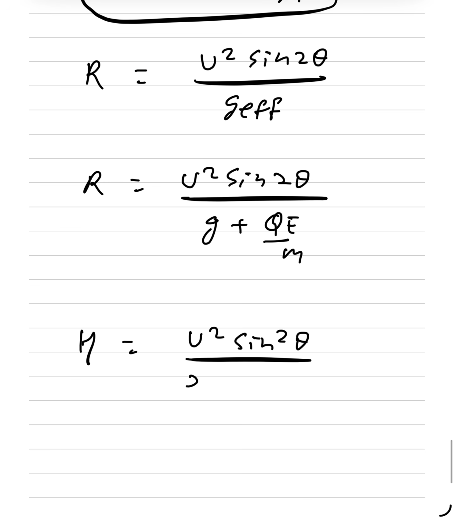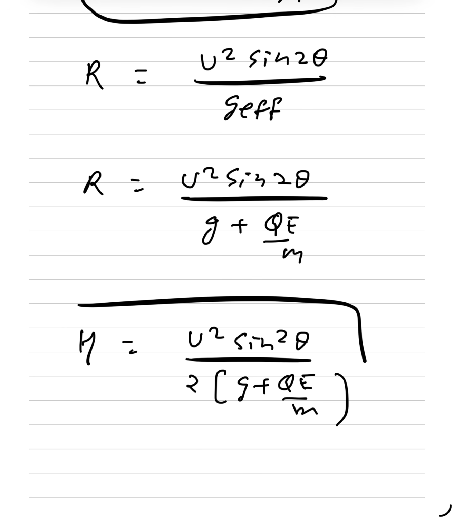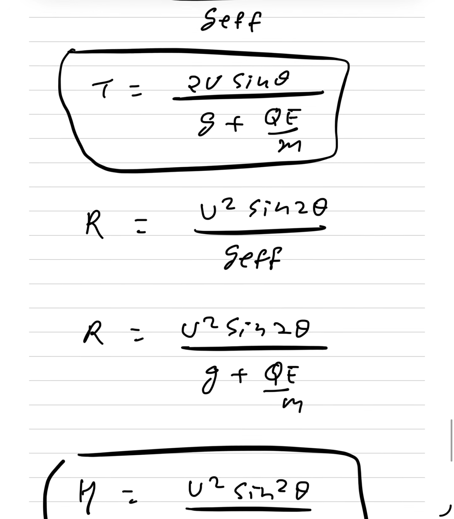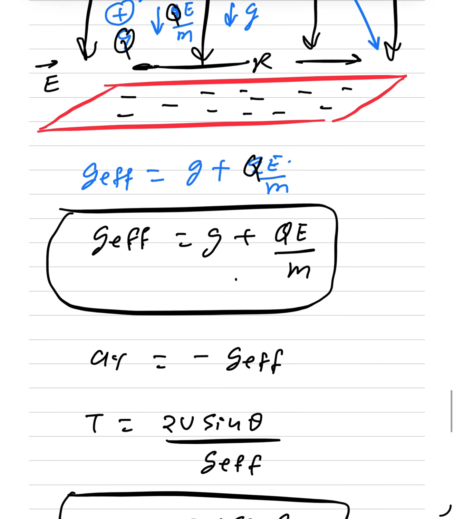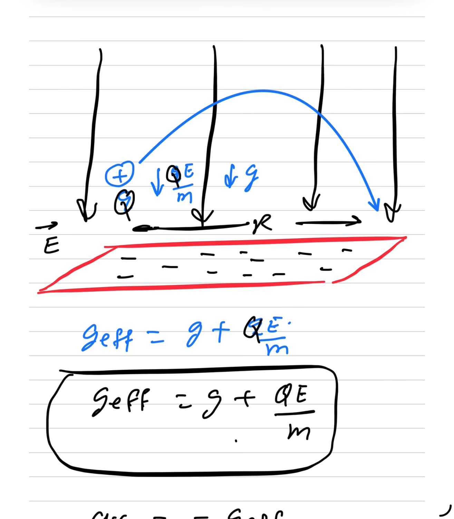The height of projection h equals u square sin square theta divided by 2 g effective, where g effective equals g plus qE divided by m. This is the value of height, range and time of flight in a uniform electric field, and there are some other basic criteria of projectile motion related to a uniform electric field.